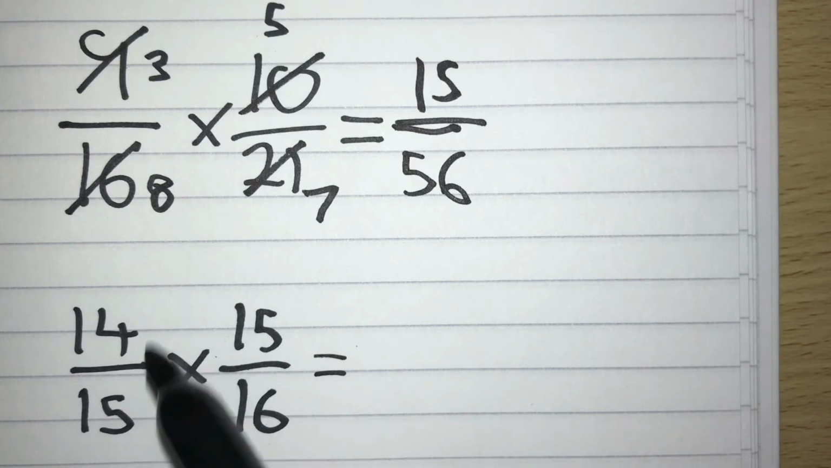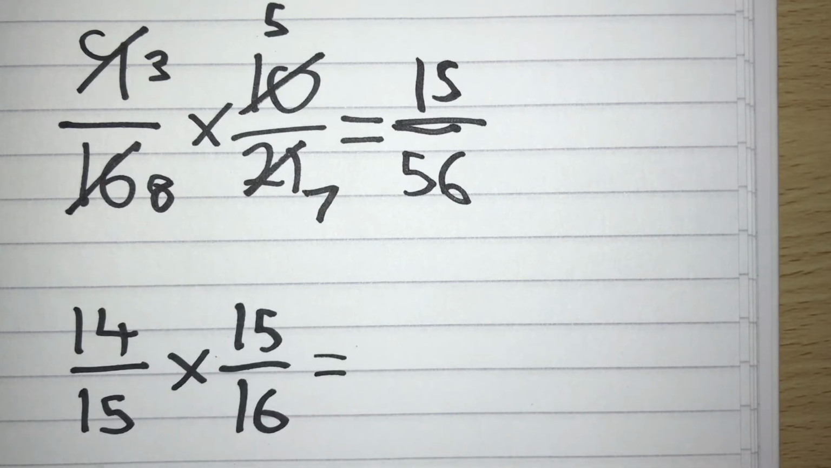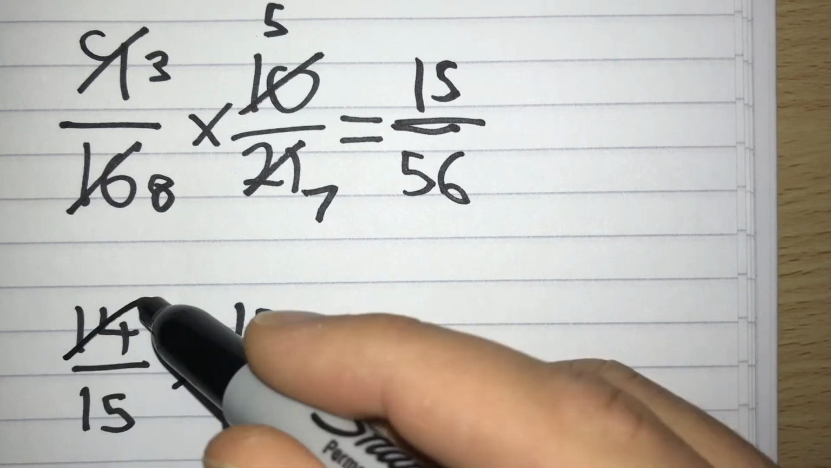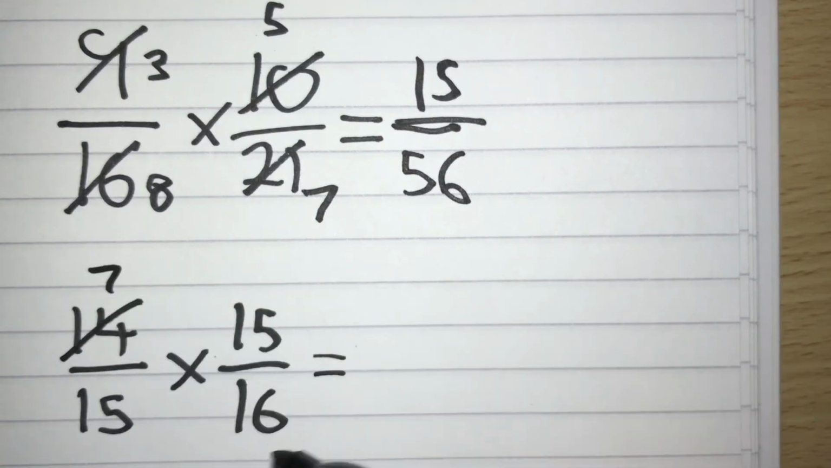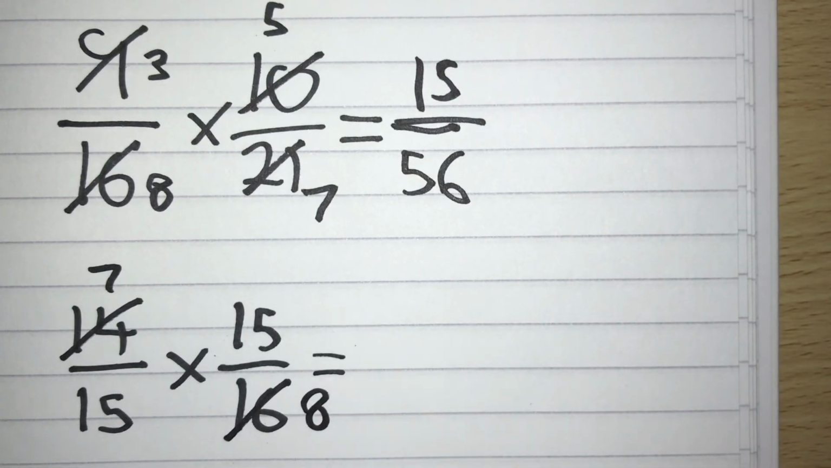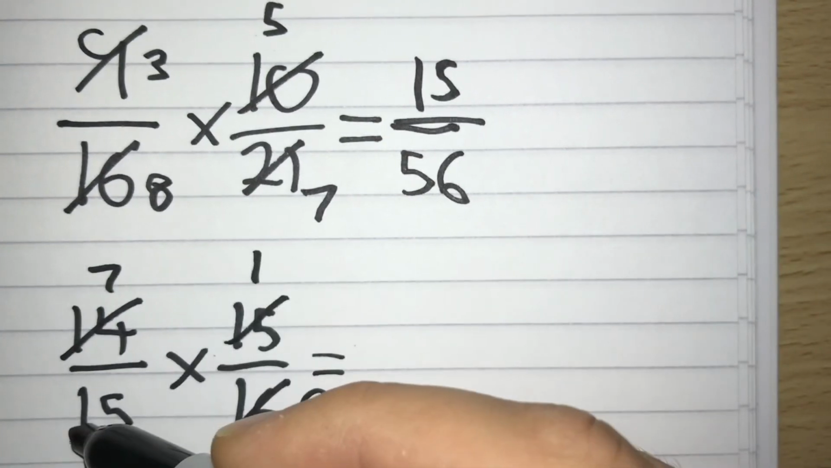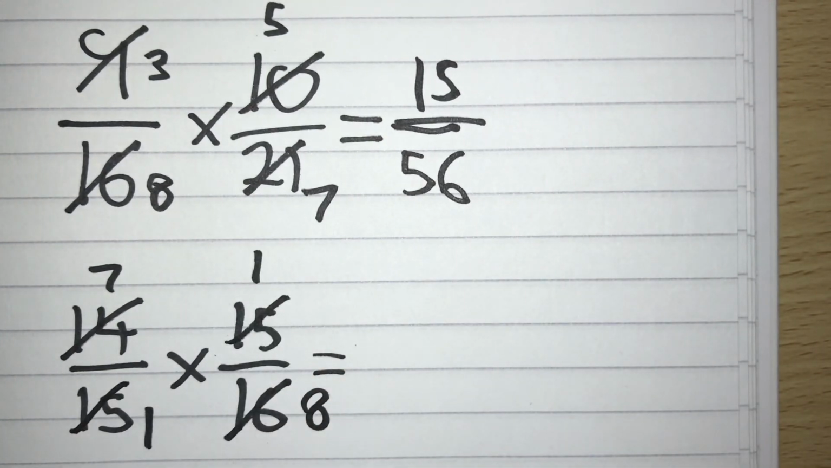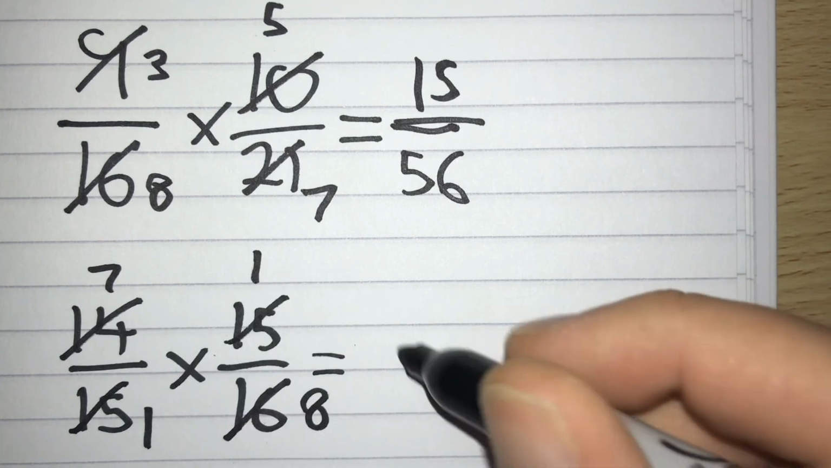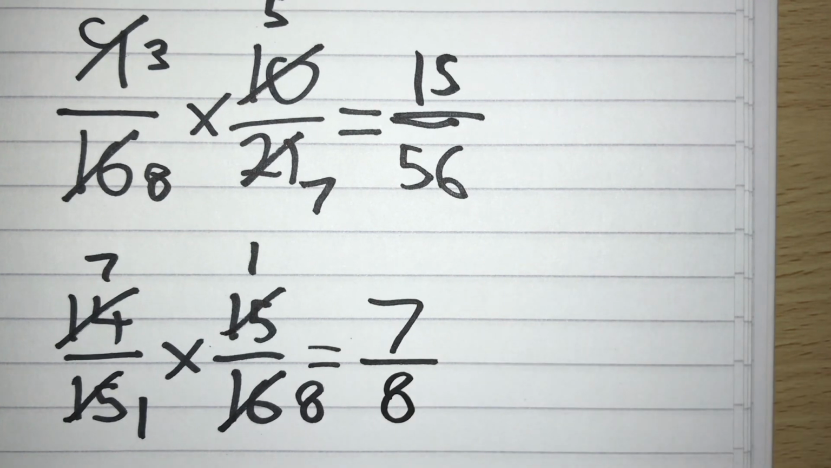Our next question, we've got 14/15 times 15/16. So again, let's look at what we can simplify across our diagonals. So 14 and 16, we can divide both of those by 2. So if we divided 14 by 2, we'd get 7. If we divided 16 by 2, we'd get 8. And then 15 and 15, well, of course we can divide both of those by 15. And we just end up getting 1 and 1. Now our question is nice and easy. 7 times 1 gives us 7. 1 times 8 gives us 8. And that would be our final answer.